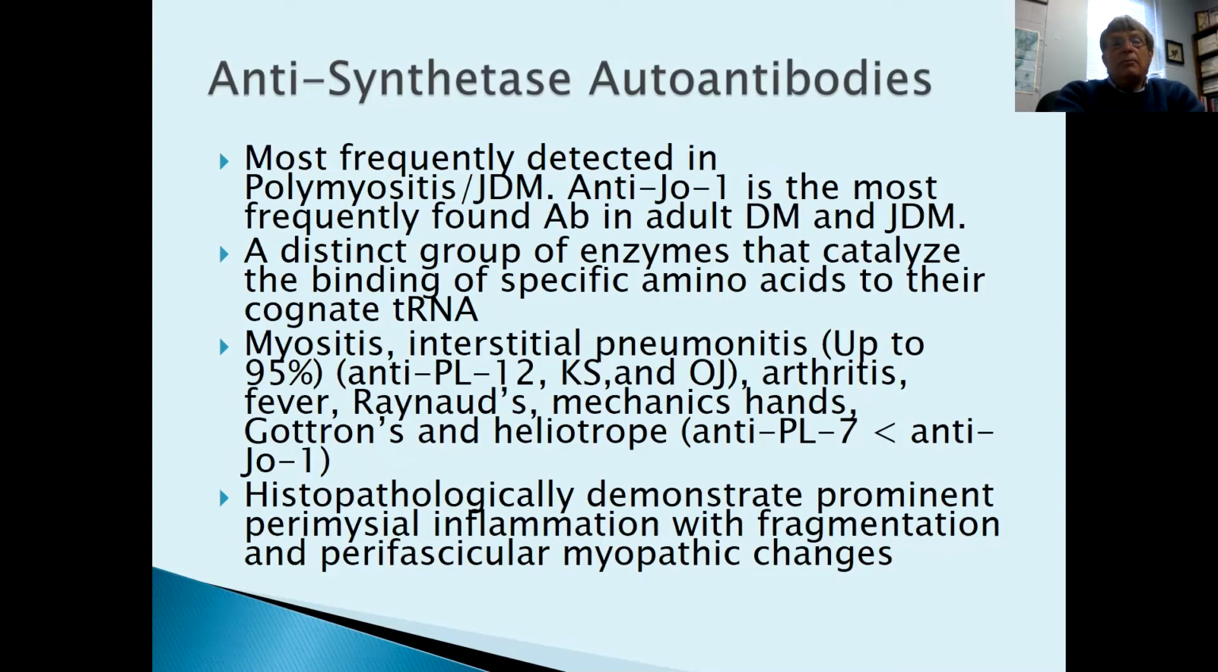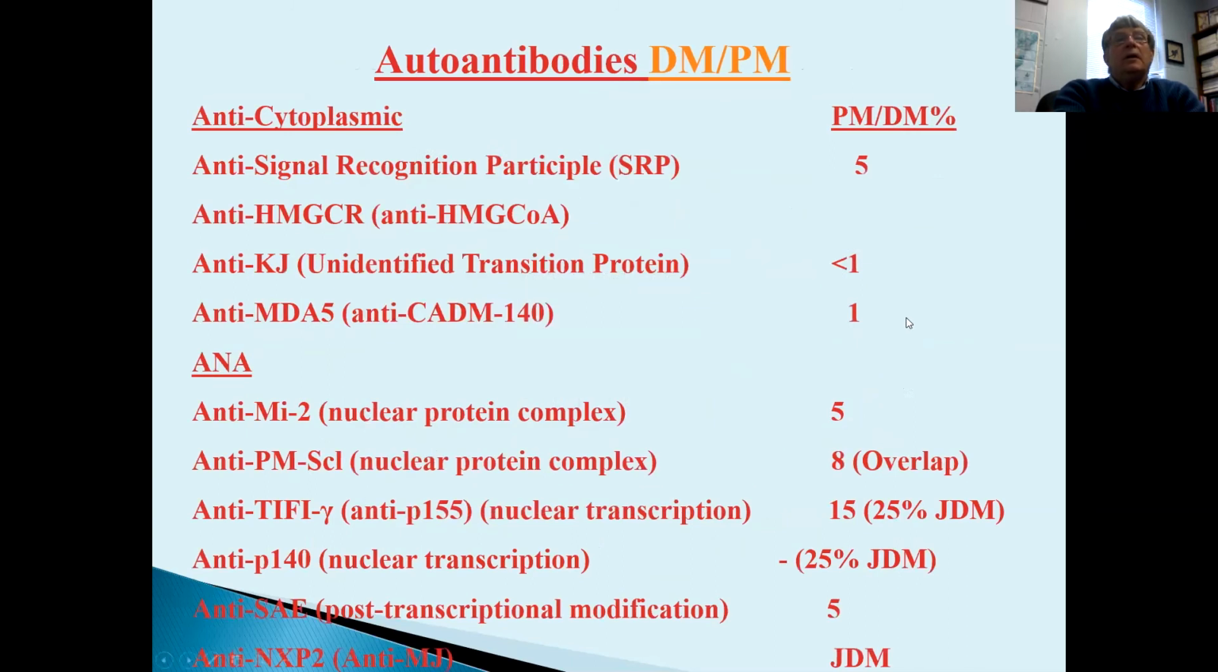Histopathologically, they demonstrate prominent perimysial inflammation and myopathic changes. The other antibodies that we see are as outlined here. These again occur to a lesser extent, in smaller percentages, such as anti-signal recognition particle. The one thing we do know is that you can have antibodies to anti-HMG-CoA reductase. These are the patients that may have a resulting myositis secondary to statins. So if it is thought that the myositis is due to statins, the HMG-CoA antibody should be measured.